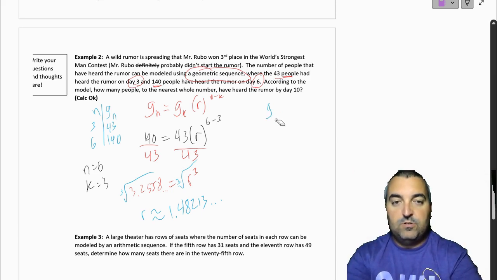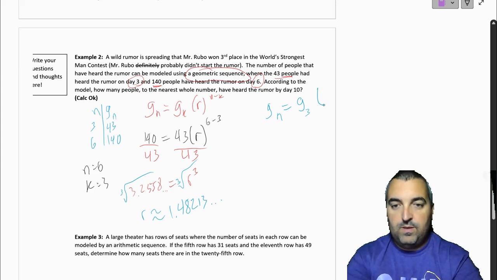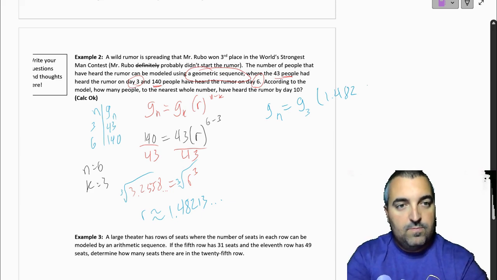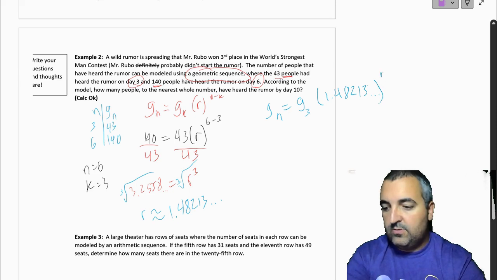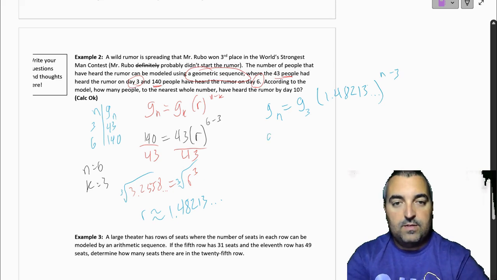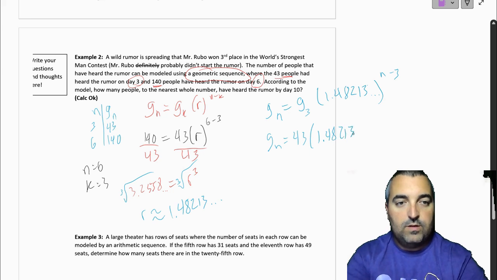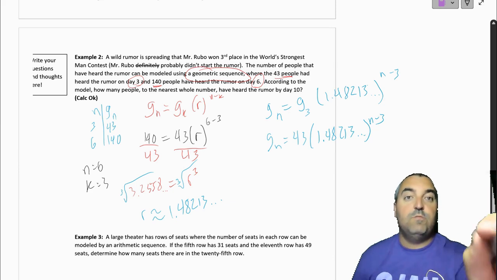All right, so now I have my r value, which means I can write a function. So g of n equals g of 3, because I'll make my k value still 3, times 1.48213 and so on, to the n minus 3. Again, this is all in the calculator, where I'm copying and pasting from Desmos. So g of n equals 43 times 1.48213 and so on, to the n minus 3. There's my function. I'm done with that part.